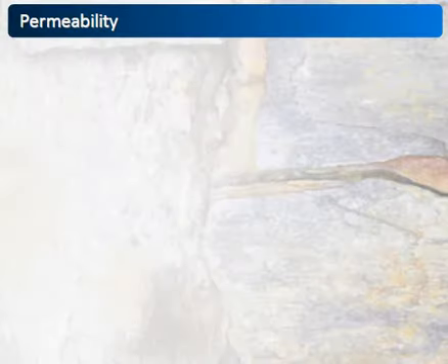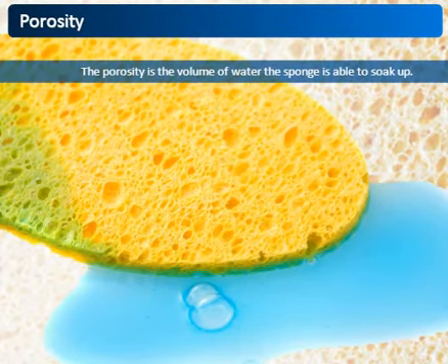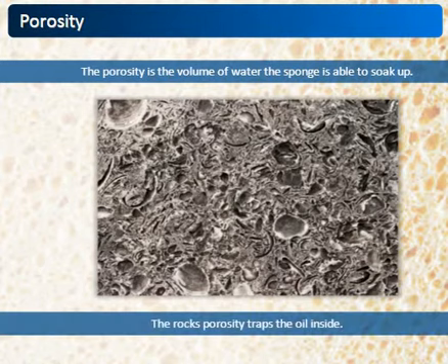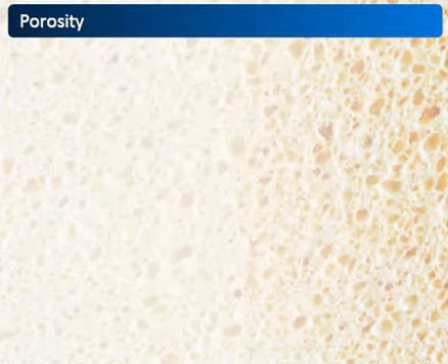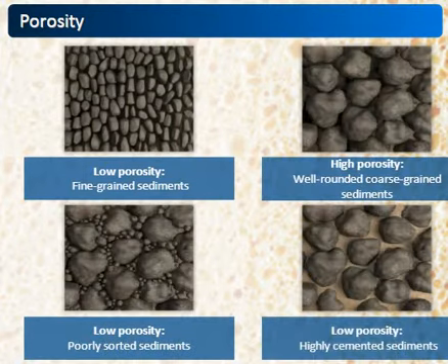A piece of sandstone. A piece of sandstone or limestone is very much like a hard sponge. If you took a domestic sponge and soaked it in water, the porosity of the sponge is the volume of water the sponge is able to soak up. Rocks bearing hydrocarbons hold the hydrocarbon fluids within the rock in the same way the sponge holds the water. The rock's porosity traps the oil inside. In sedimentary rocks, the porosity depends on grain size, the shapes of the grains, and the degree of sorting and cementation. Let's now take a closer look at permeability.